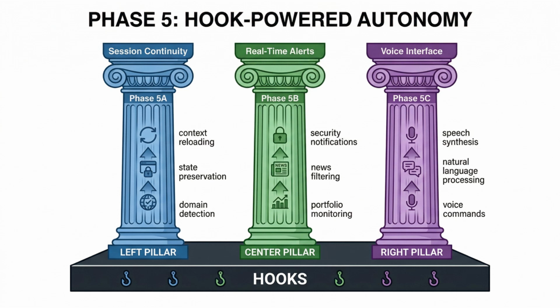Which brings us to Phase 5. We didn't just add features. We built an entire hook-based automation layer that makes JARVIS truly autonomous. Phase 5a. Advanced session continuity with save-restore hooks. Phase 5b. Real-time portfolio notifications with tool execution hooks. Phase 5c. Voice interface with user prompt hooks for audio pre-processing. Every new capability is powered by hooks working invisibly.